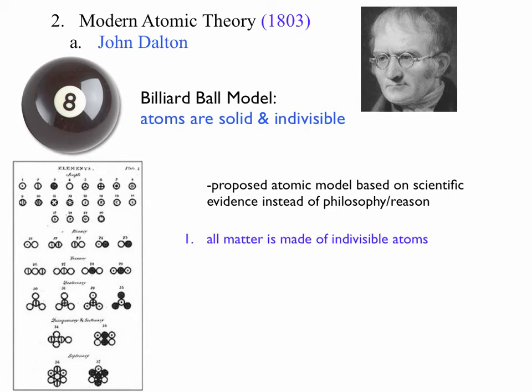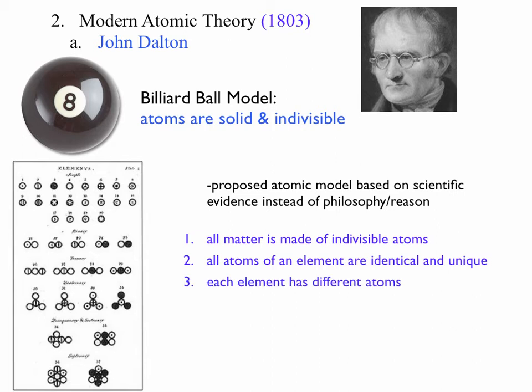Number 1, all matter is made up of indivisible atoms, which we can trace all the way back 2,000 years earlier to Democritus. All atoms of an element are identical and unique. Now, that sounds a little confusing. What it means is all atoms of an element are identical to each other, but different than all the atoms of other elements. Okay, so they're identical to each other, but different than any other atom of a different element. All right, there it is. Each element has different atoms.